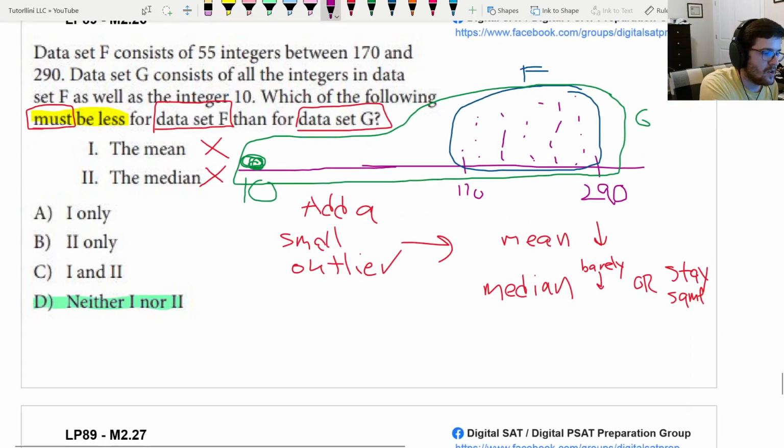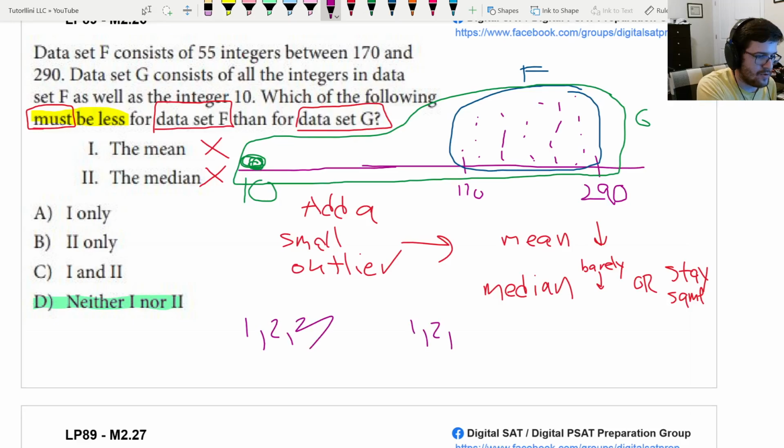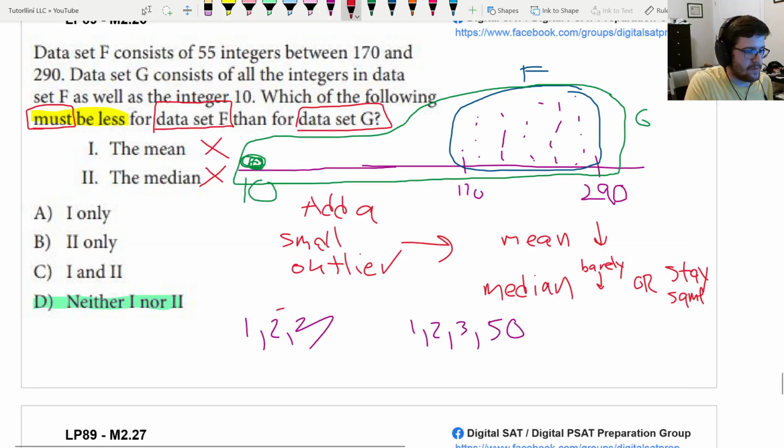So let's say I have 1, 2, 3, and then 1, 2, 3, 50. Hopefully you guys can see the median went up when I chucked in the outlier. The median went up from 2 to the average of those two numbers, which is 2.5. So see, the median went up from 2 to 2.5.